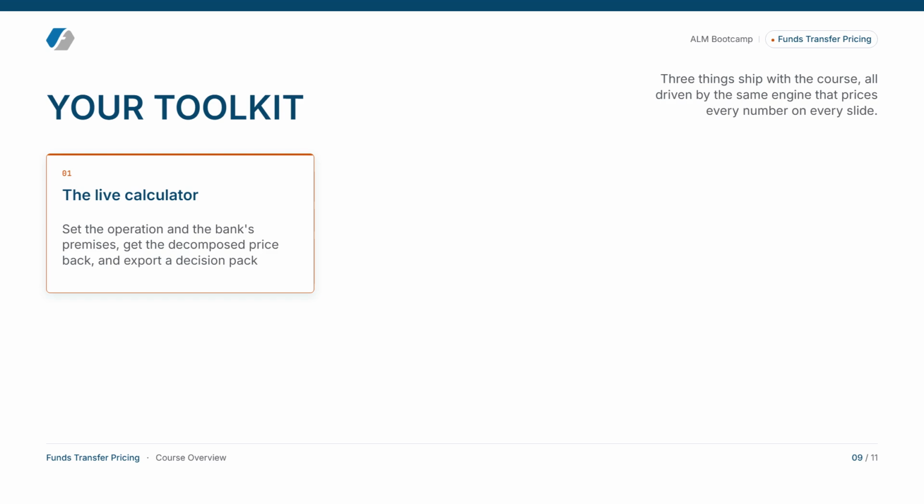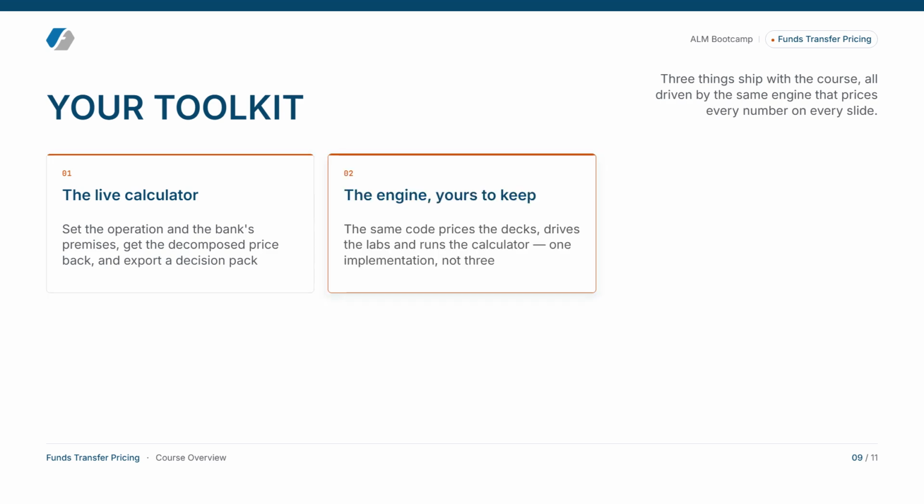Before the first lesson, know what comes with the course. The calculator is the one to open first. It mounts the real pricing engine in your browser, gives you the operation and the bank's premises to set, and hands back the price broken into its layers. Change a premise, watch which layer answers. That's the whole loop. And the engine itself is yours.